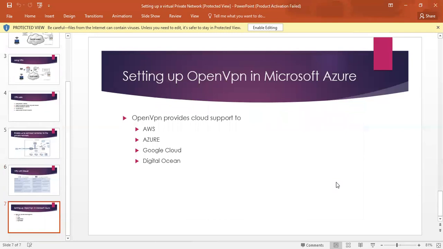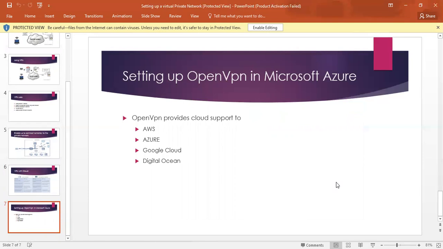Setting up VPN in Microsoft Azure. So that's what our topic or project is about. And OpenVPN for corporate cloud supports AWS, Azure, Google Cloud, and DigitalOcean. All these systems have been using OpenVPN.